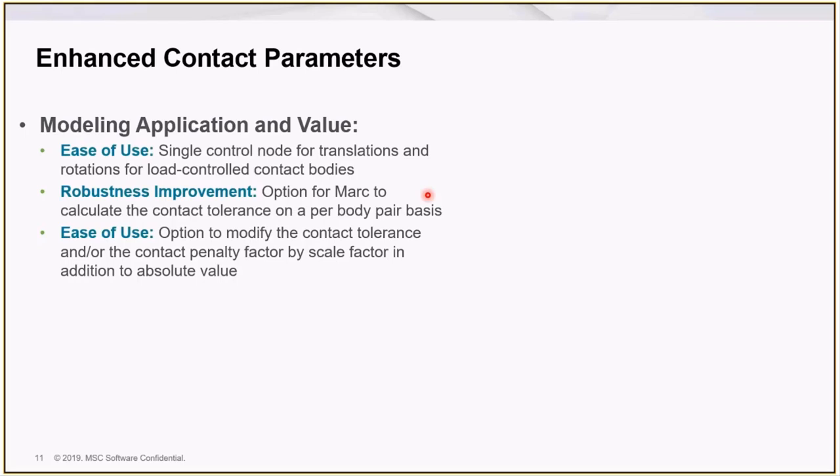And people would have to go through a fairly lengthy, somewhat tedious process to come up with a stiffer or less stiff penalty factor, depending on what they wanted. And so now we just allow you to directly say, whatever Marc calculates, I want you to scale it by some factor. And it's very quick and very easy to do that.